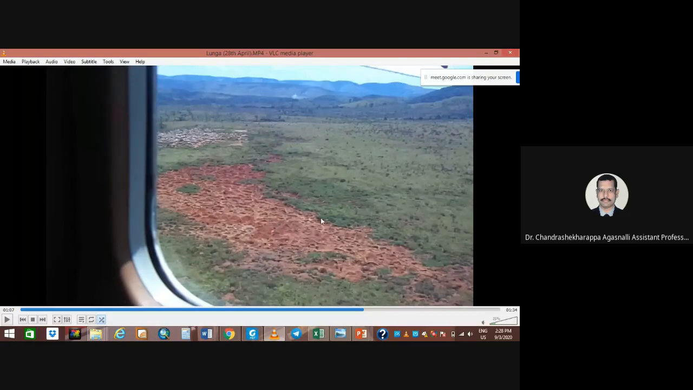artisanal gold mines. That means the local people are working for the gold. They're extracting the gold from the surface. That's what I told you in the morning; I showed some of the videos there. This is called a secondary gold deposit. It's at shallow depth, and here it is associated with the laterite and some other soil, and they're working for the gold projects.